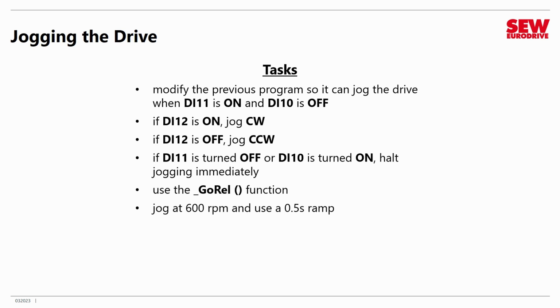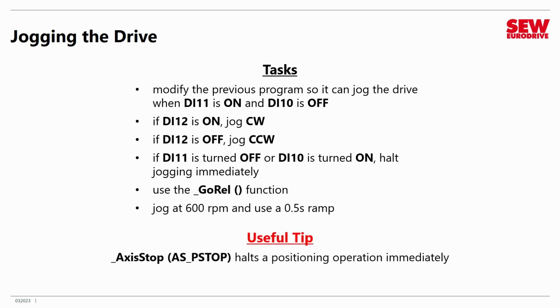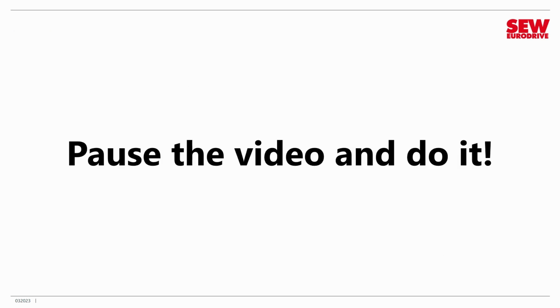And I want you for this one to figure out a way to do this using the go relative function. So you're going to use the relative positioning function. And I'll just mention as well, I'd like you to jog at 600 RPM and use a half-second ramp. So you'll probably have to reprogram the parameters that control positioning, speed, and ramp. And I'm going to give you one little handy tip. If you call axis stop with ASP stop, that will halt a positioning operation immediately. Useful to know. All right, go give it a try. Go out and do it.